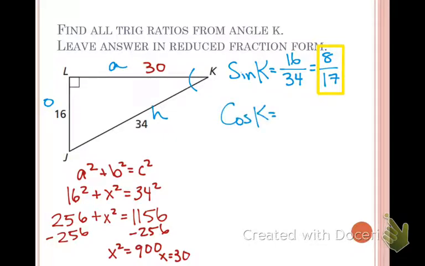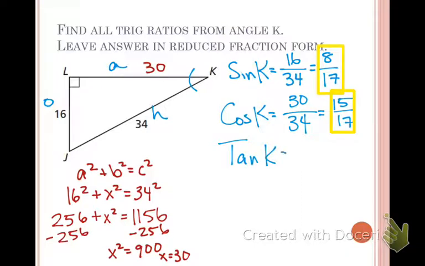Cosine from K would be adjacent over hypotenuse, so 30 over 34, which reduces to? Perfect. Last is tangent. Tangent would be opposite over adjacent, so 16 over 30, which reduces to? Perfect. Sweet.